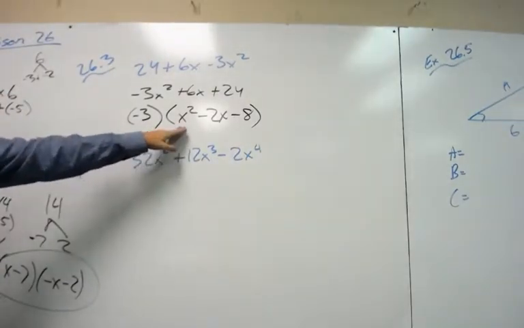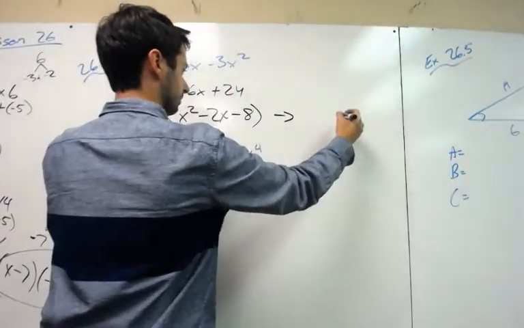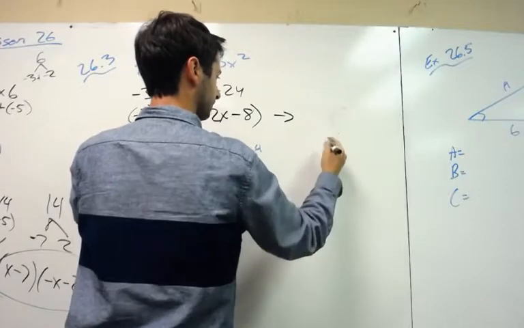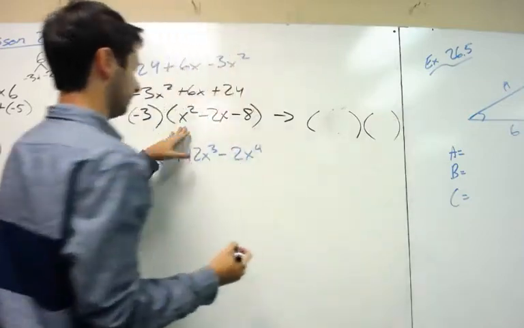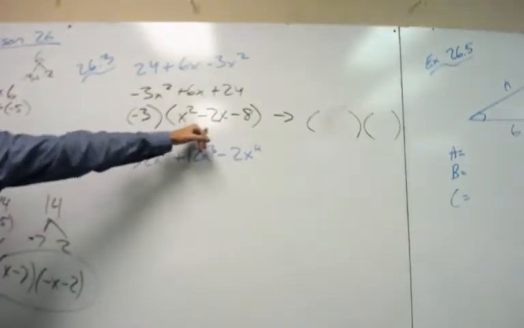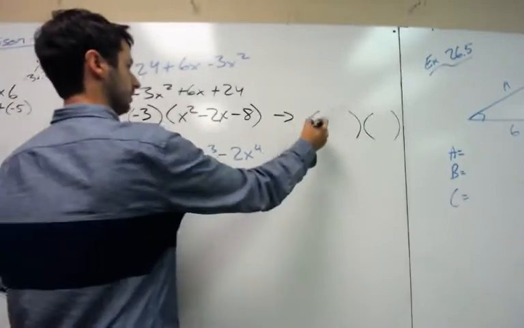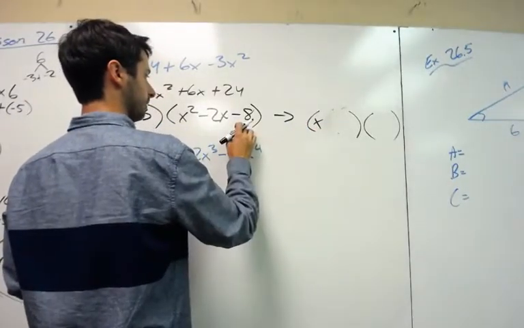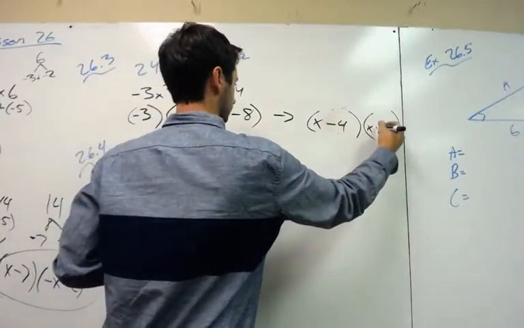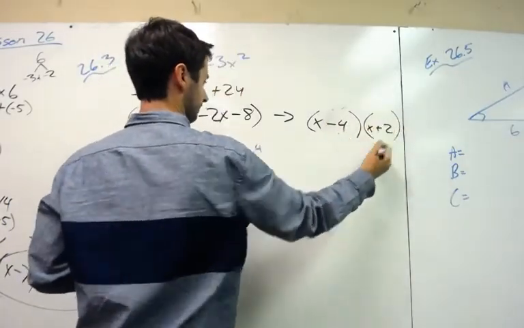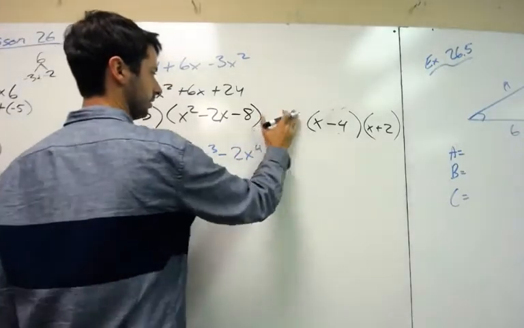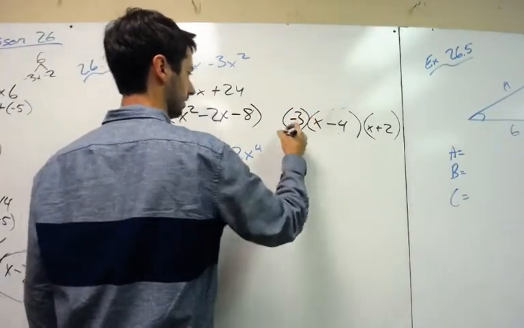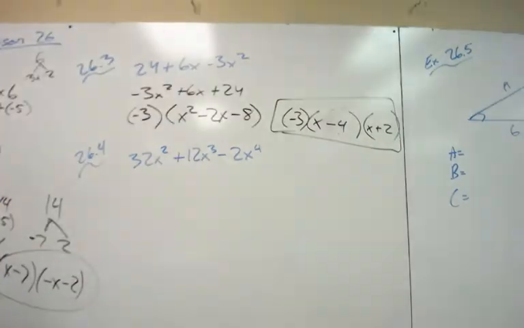From here, factor out. That didn't help any. Okay, what multiplies to be negative 8 and adds up to be negative 2? I'm just going to go ahead and do this one for you. Just quick. Negative 4 and positive 2. Negative 4 times 2, negative 8. Negative 4 plus 2, negative 2. Then you add the negative 3 over there, and that would be your answer. Negative 3 times x minus 4 times x plus 2.